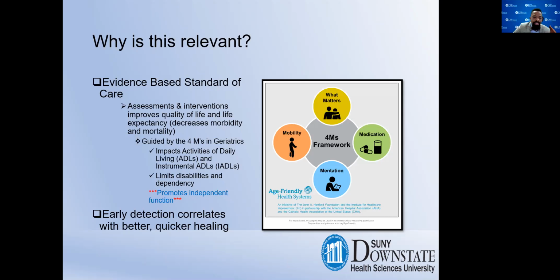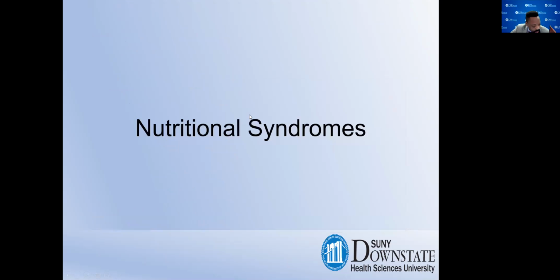So why is this relevant? Because we practice evidence-based medicine, and one of the best ways to do it in geriatric medicine is to let it fall under the umbrella of the 4Ms framework. A part of our assessment and interventions improving quality of life and life expectancy also means that there are times when we detect conditions and the intervention that's employed will lead to a quick improvement, or faster healing.